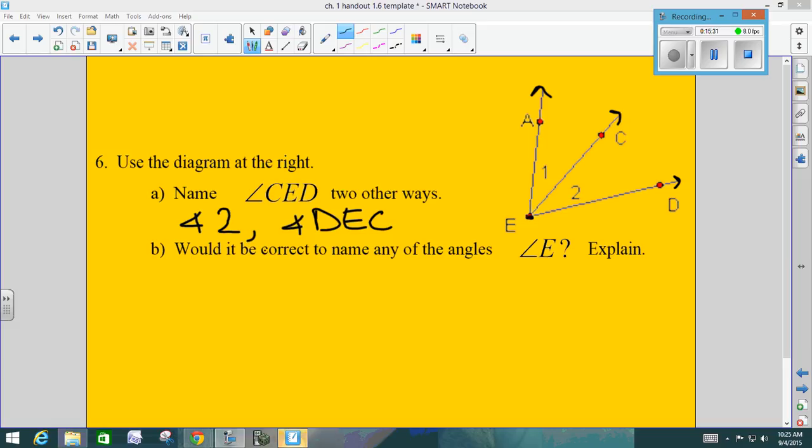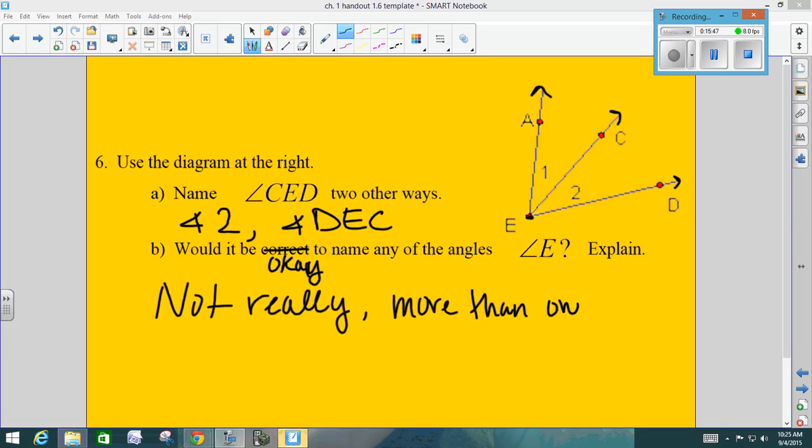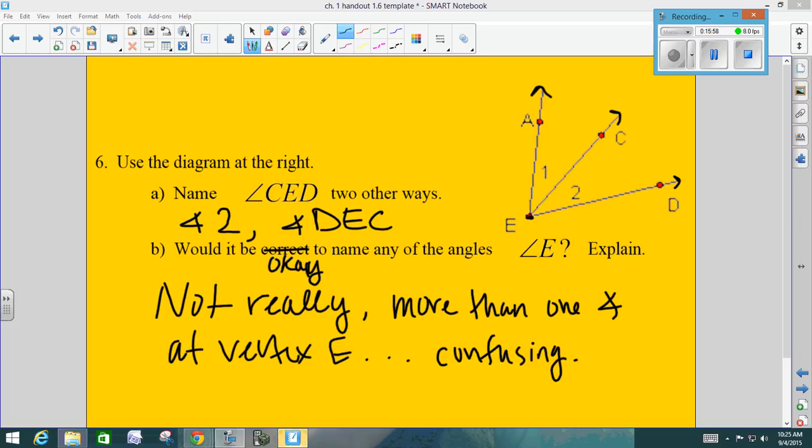Okay? So I don't really want to say the word correct. I guess I want to say okay, less confusing. Would it be okay to name any of these angles angle E? Not really. Explain: more than one angle at vertex E. Confusing. Like in my first period, I have two Isaac B's. If I say Isaac B, how are they going to know which one I'm talking about? I have to be more specific. I actually have to say their full last names.